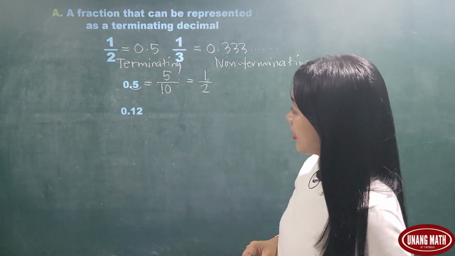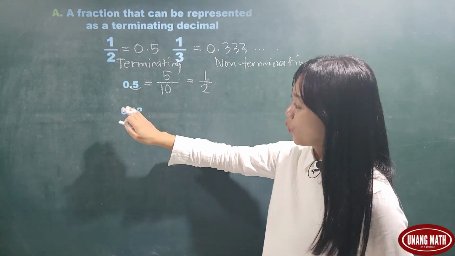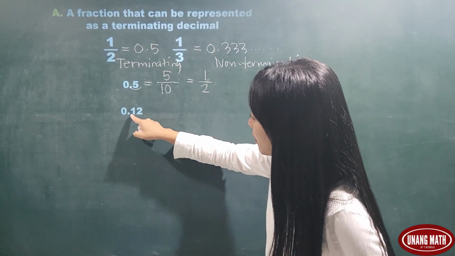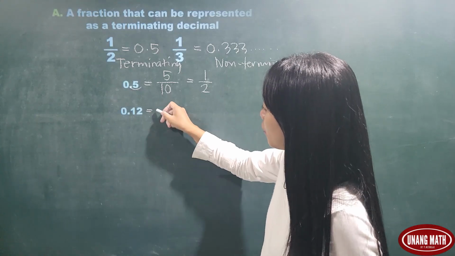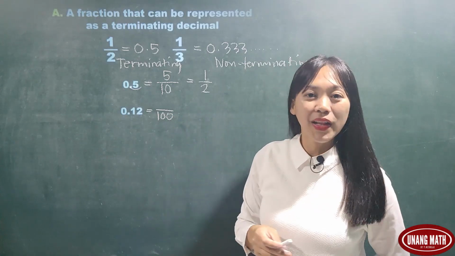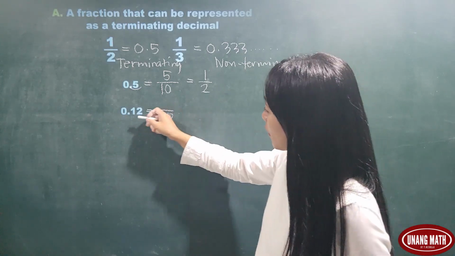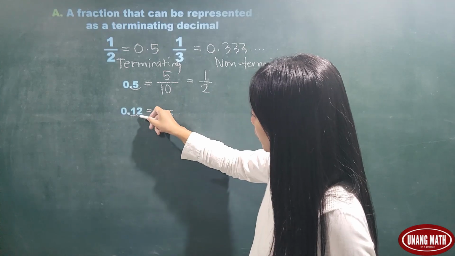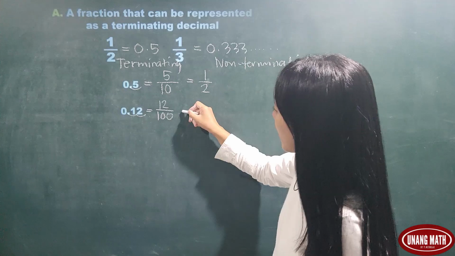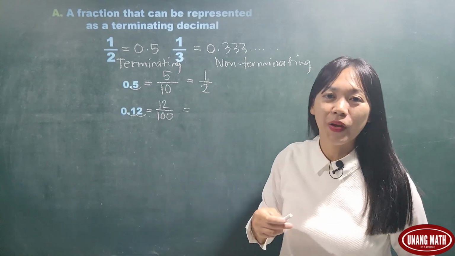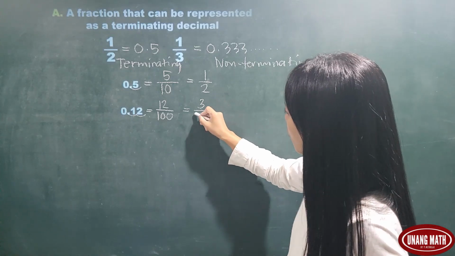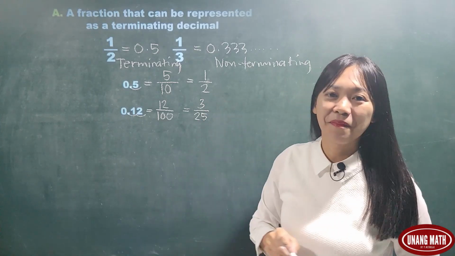Okay, what about this decimal number 0.12? There are two digits to the right of this decimal point. If there are two digits, then the denominator of the fraction is 100. To get the numerator, just move this decimal point 2 times to the right. So our numerator is 12. Okay, let's simplify 12 over 100. If we simplify, then this is equal to 3 over 25.